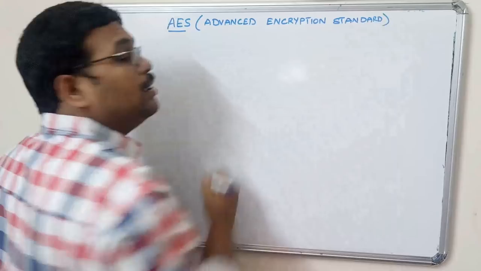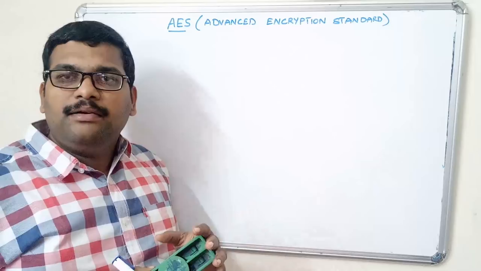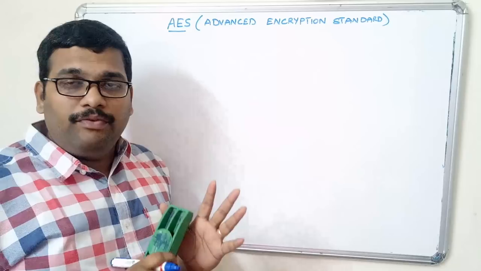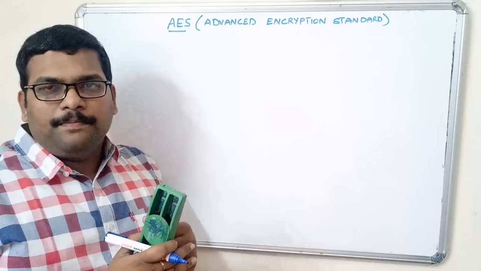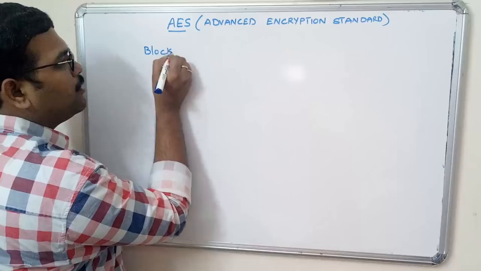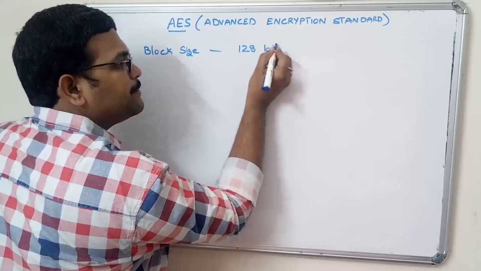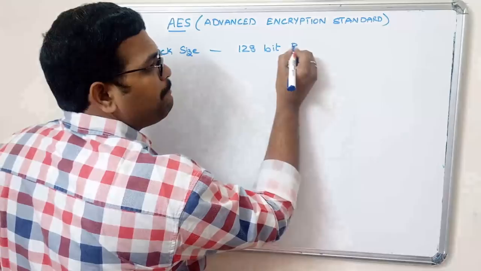Similar to the DES algorithm, here also the plain text is processed in blocks. That means here also there will be a block size. We will not process the entire plain text to the ciphertext at once. First, the plain text will be divided into different blocks, and at a time we will process each block. So here the block size is 128-bit.